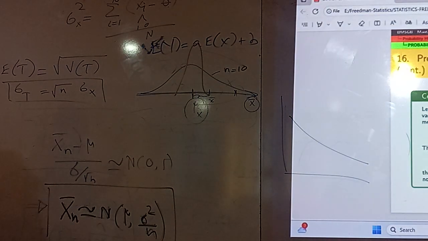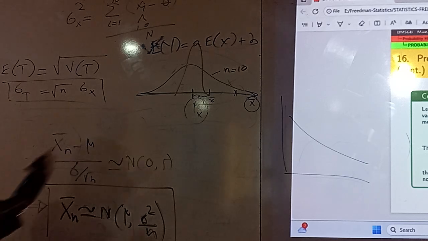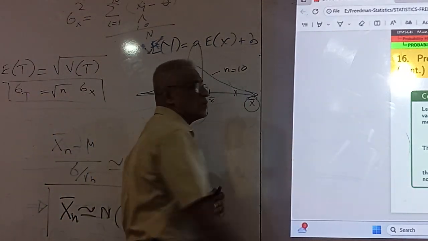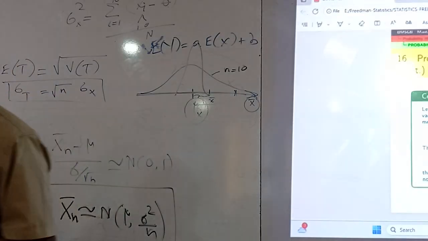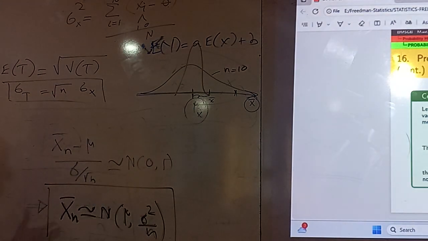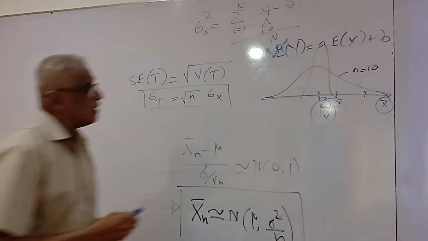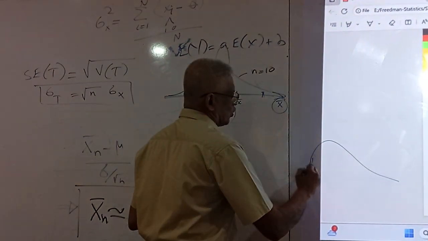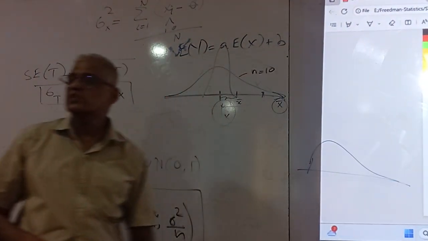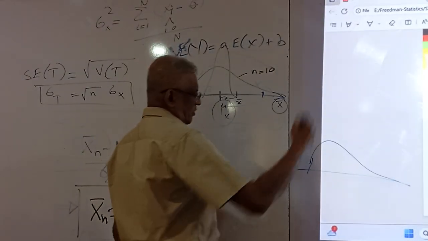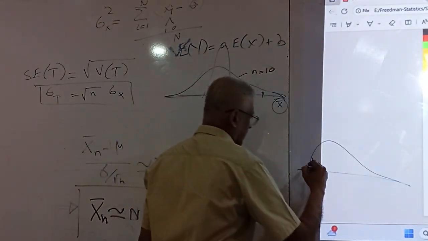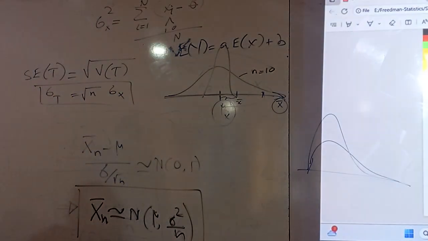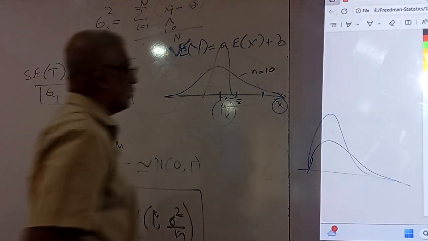30 is mentioned in most cases because it applies to most cases, but there are situations where 30 is not enough. Even if n is 30, x bar may still have a distribution like this. It's not normal, it's still skewed. If you increase n further, then it will come to something like this. So that is an important thing to remember.